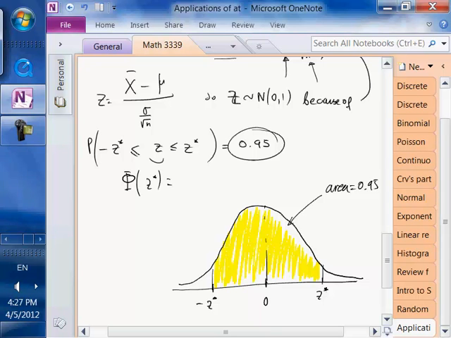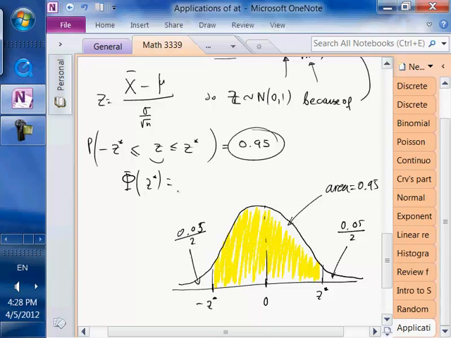So I should draw Z star to the right, and its negative, its opposite, will be on the left, sufficiently far away from zero, so that this area that I have, the yellow area, is equal to 0.95. What is the area equal to what has been left out? The white area, as we call it, the tail area. In total, this area should be equal to 0.05, and since it is symmetric, it should be divided by 2. So this is 0.025, okay?